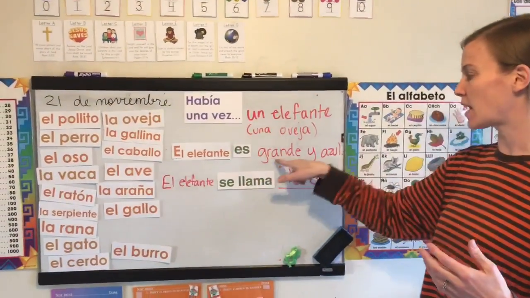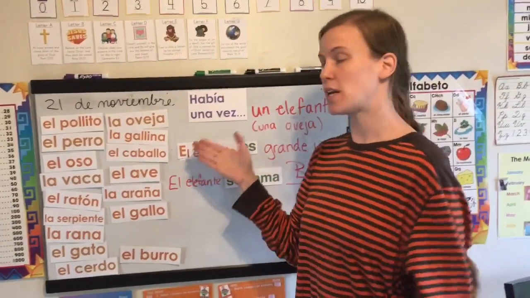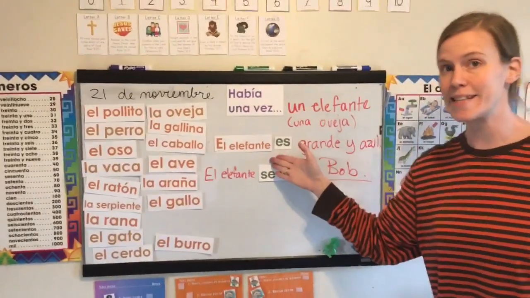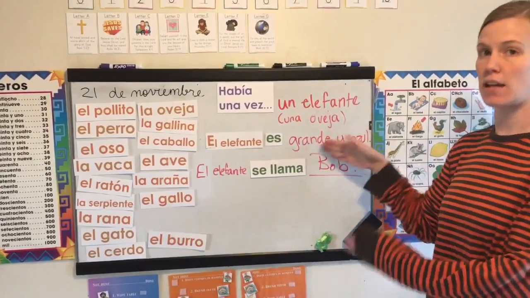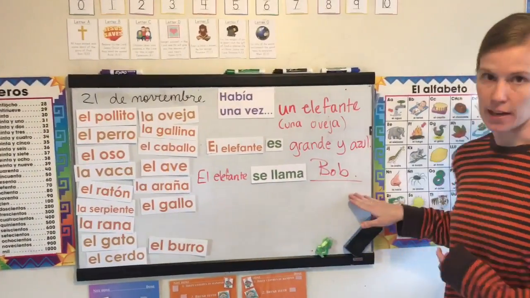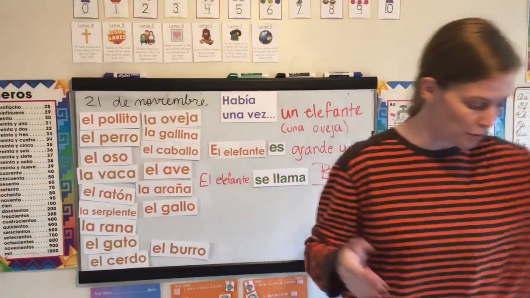El elefante es grande y azul. So now you're going to take your animal, say what it is, es, el elefante es grande y azul. And then we're going to give its name, okay? Or you could switch it and do its name first if you want.